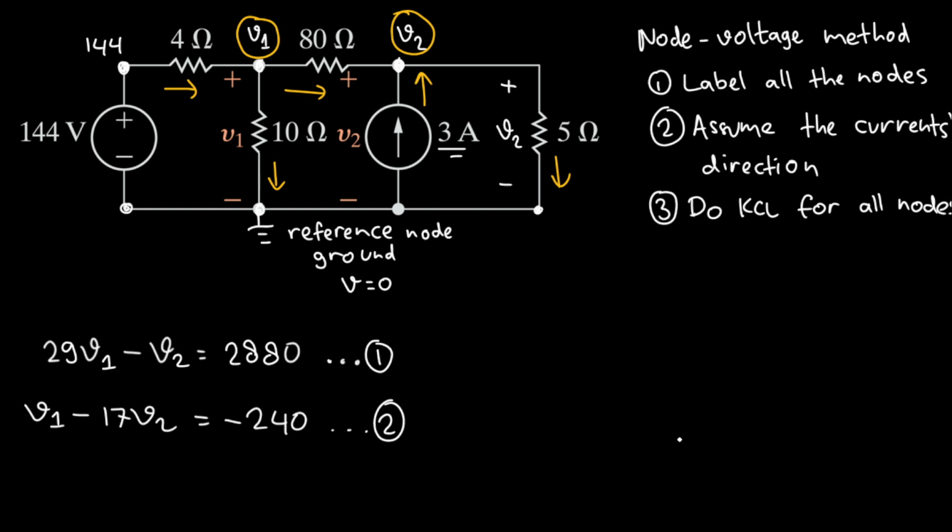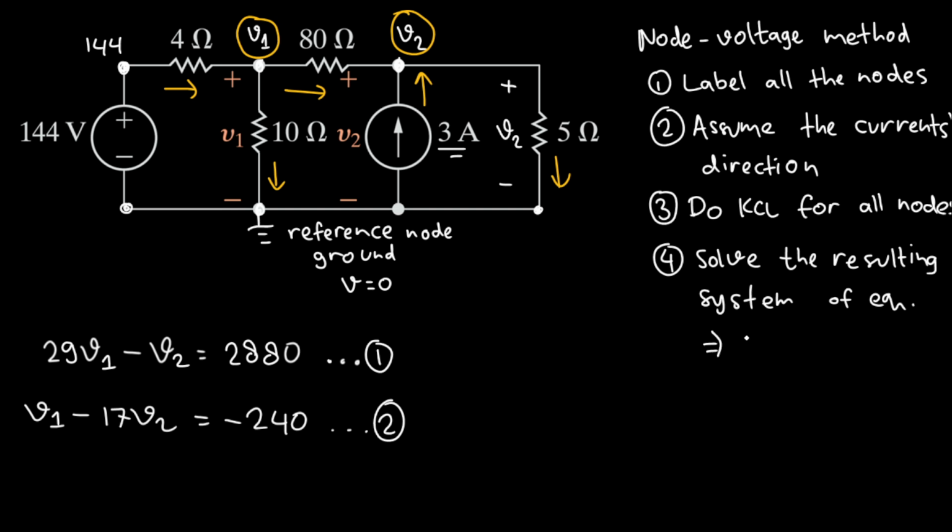Okay, we have 2 equations and 2 variables, so we move on to the fourth step, which is to solve the resulting system of equations. Okay, we have this one, and I think the fastest way to do this is actually by using a scientific calculator. Why? Usually in electric circuit exams, you can bring your calculator. So why don't we just utilize it, right? So let's do exactly that.